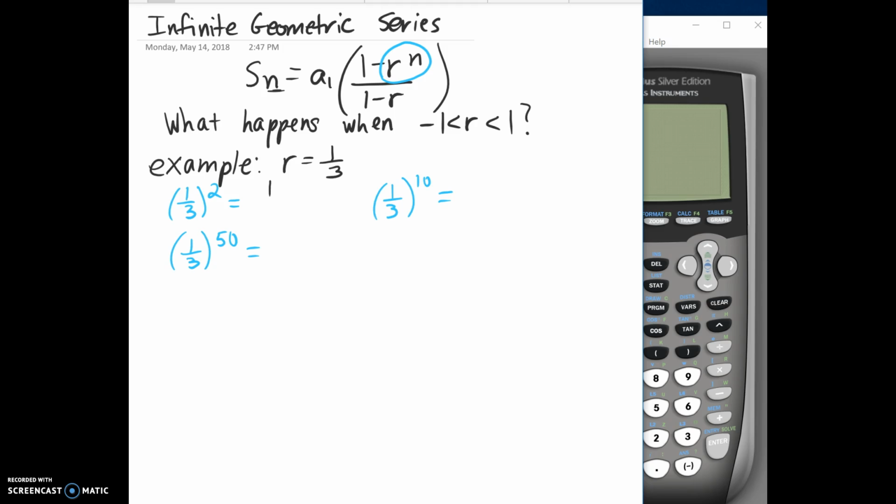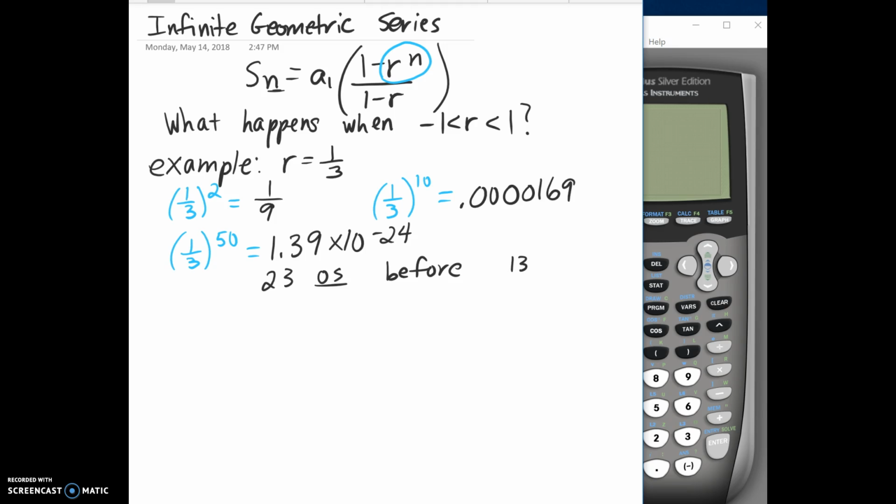At first you see that you get 1/9, then you get 0.000169, so it's getting smaller, and then you'll see the 1.39e-24. That really means times 10 to the -24. And really, what is that saying? You have 23 zeros before the 139. I'm not going to write this out, but 23 of these beforehand. Therefore, this is getting close to 0 when you have that fraction there.